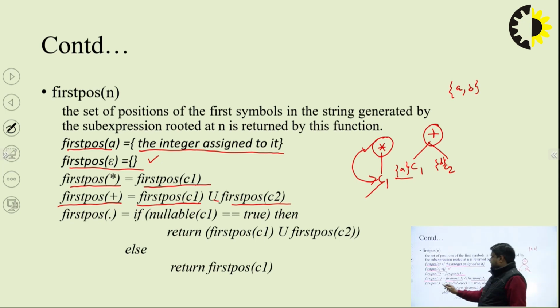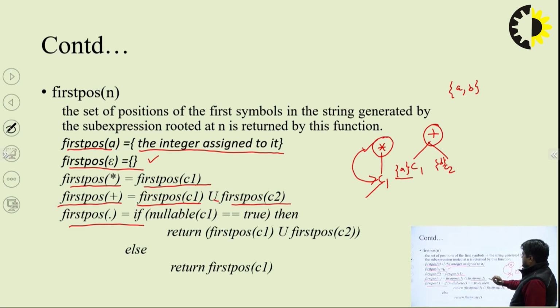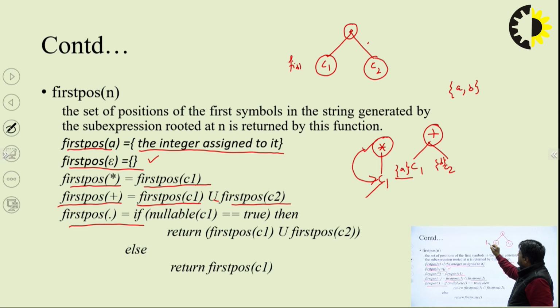If you think about the first position of concatenation, it is a very good concept here. If you take the concatenation here, C1 and C2, what happens? You can see, let's say the first position of C1 is this one, of C1, or the first position of C2, right?